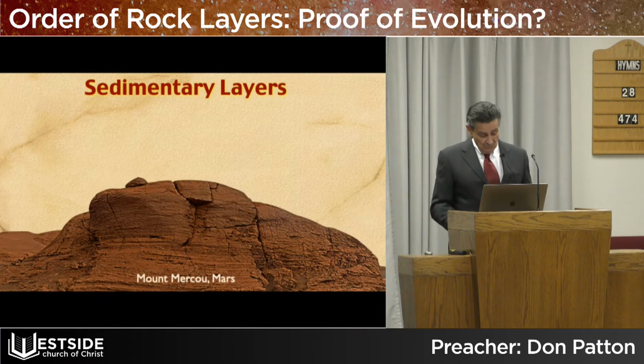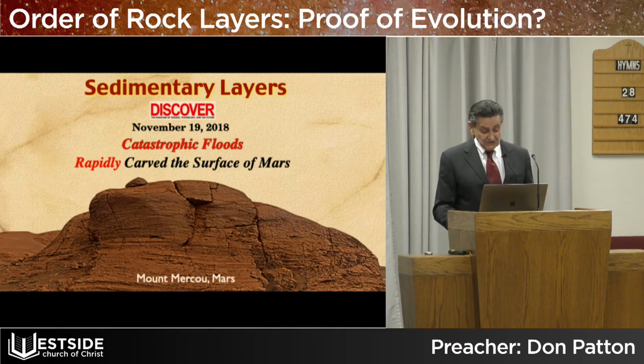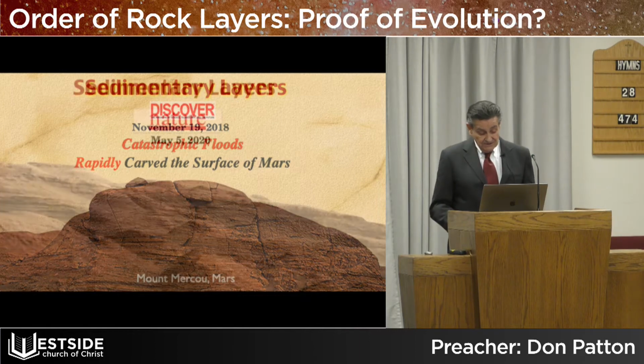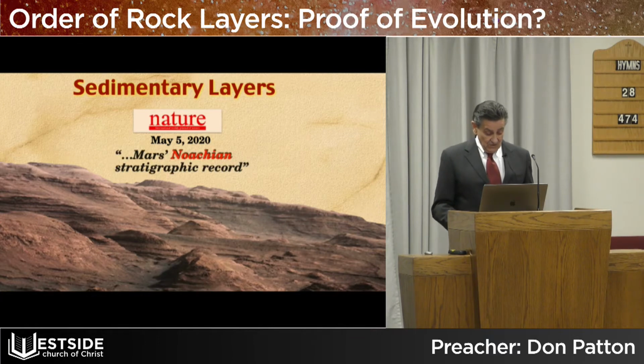Interestingly, when they look at Mars, and we talked about this, I believe it was last evening, Discoverer points out, 2018, that it was catastrophic floods that rapidly carved the surface of Mars because they see these sedimentary rocks. And here in Nature, this is 2020, Mars Noachian stratigraphic record. Yep, there are the sedimentary rocks. But there they see no water. Here we've got the surface of the earth covered. 70% of the surface of the earth is covered with water.